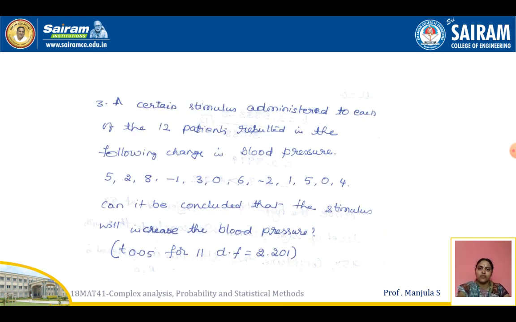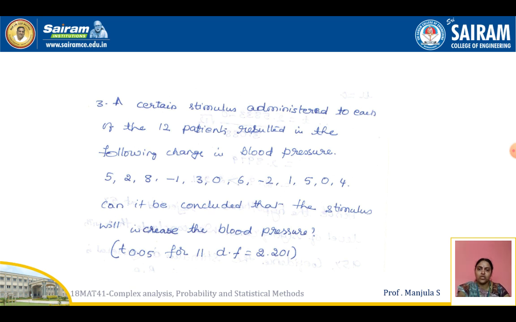This is the first problem. Now we'll see the next one. A certain stimulus administered to each of the 12 patients resulted in the following change in blood pressure: 5, 2, 8, minus 1, 3, 0, 6, minus 2, 1, 5, 0, 4. Can it be concluded that the stimulus will increase the blood pressure? That is the question.